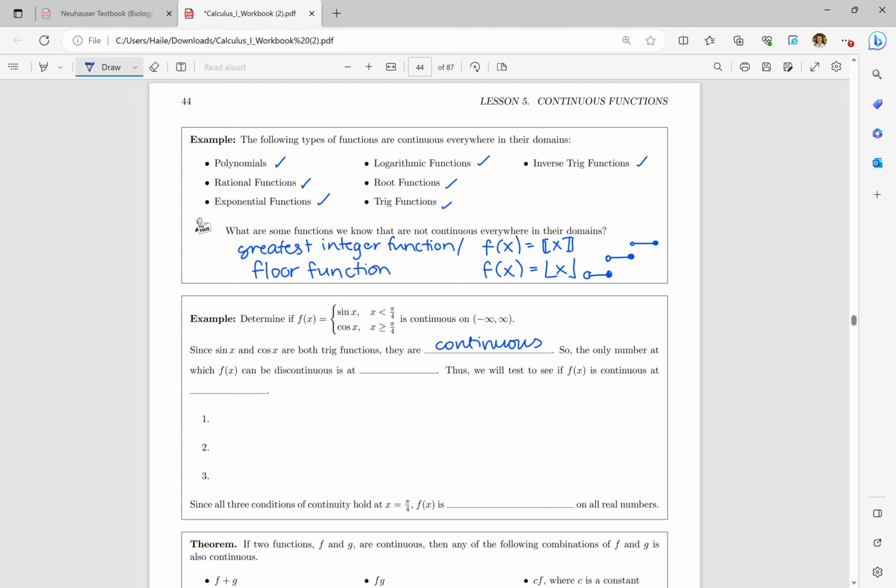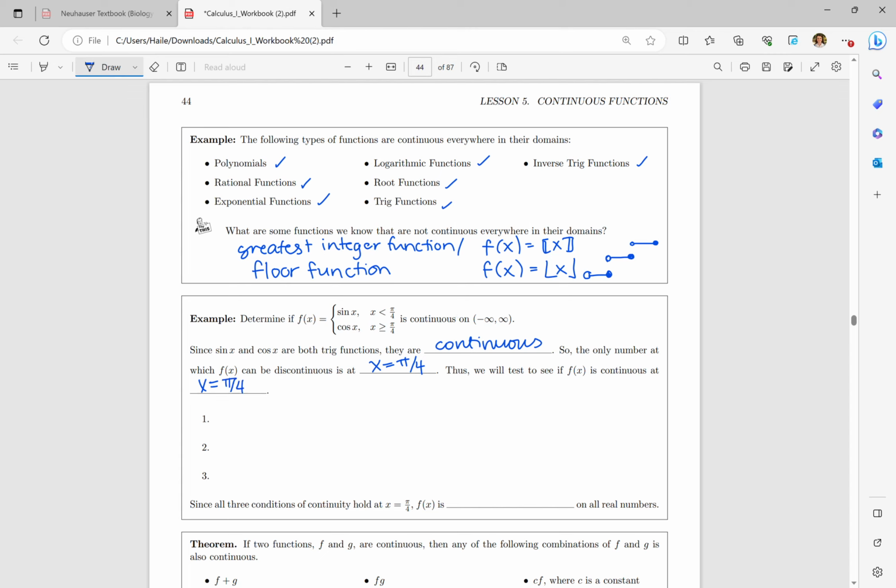So, if both of these branches are continuous, the only place where the function could possibly be discontinuous is at this place where the two branches split. So, the only place we could possibly have discontinuity is at x is equal to pi over 4. Thus, we will test to see if f of x is continuous at x is equal to pi over 4.